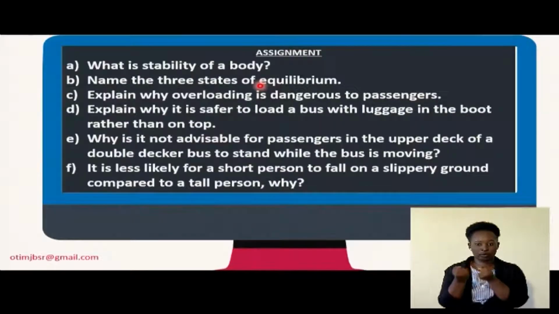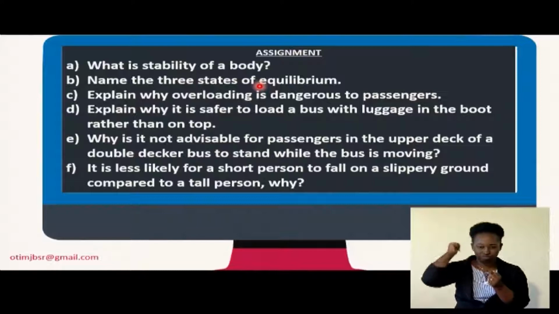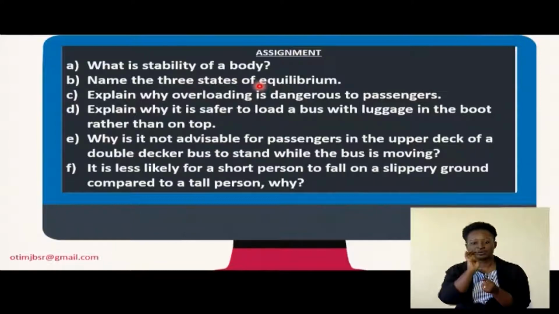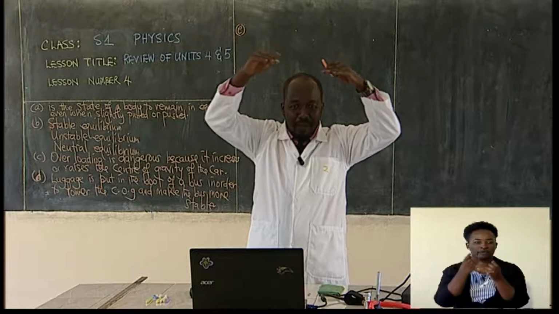Go to part E. Why is it not advisable for passengers in the upper deck of a double-decker bus to stand while the bus is moving? Now, part E, I guess, is now easy. In a double-decker bus, remember we said passengers should not stand, those ones who are on the upper deck.